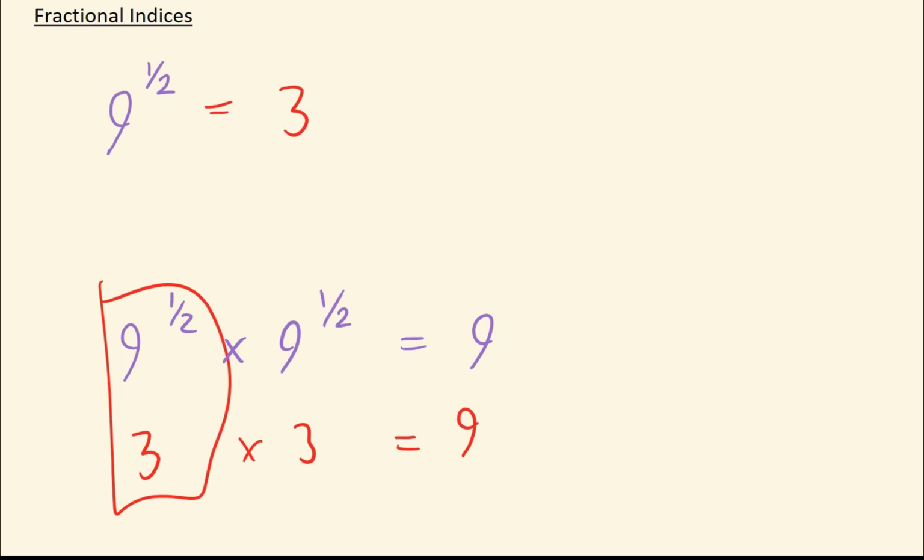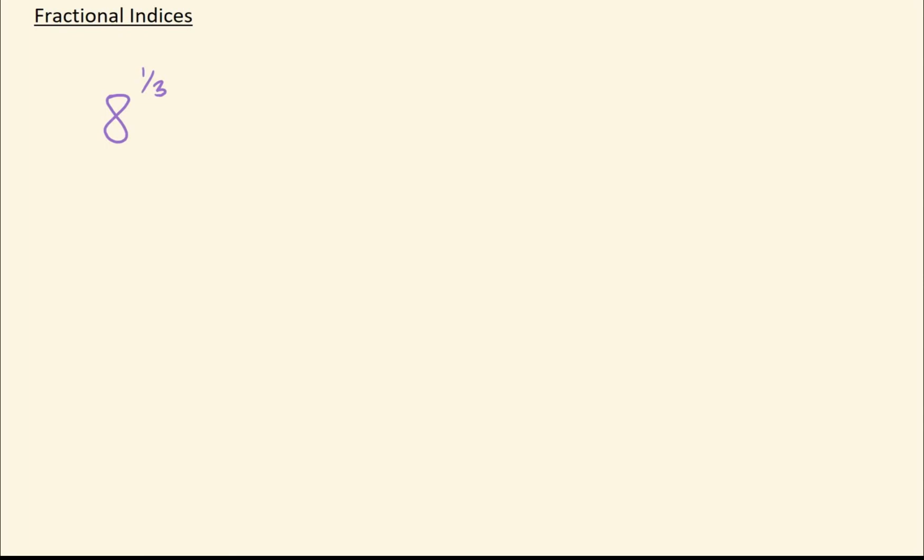And that's our next rule, where if you have a power of a half, that means the square root. So 4 to a half means the square root of 4, which in this case is 2, because 2 times 2 is 4. If we had a third, I won't explain it, but follow the same logic.